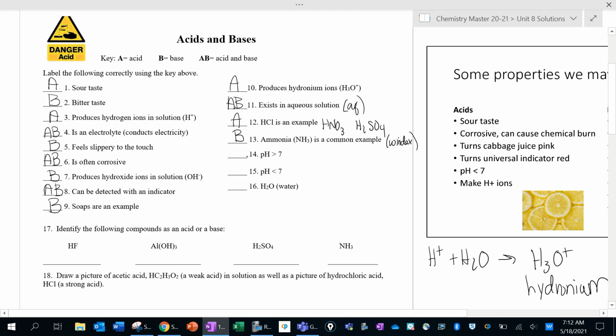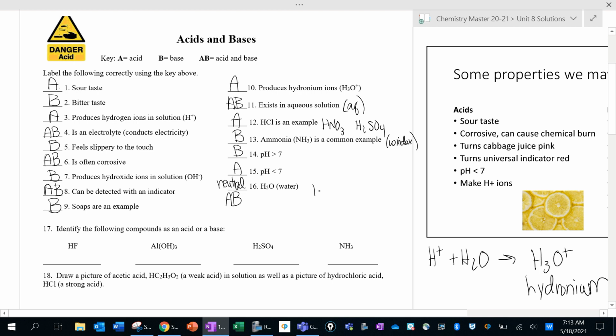pH greater than 7, those are bases. pH less than 7, those are acids. And then water is an example of something that is neutral. I guess you can think of it as being both an acid and a base.